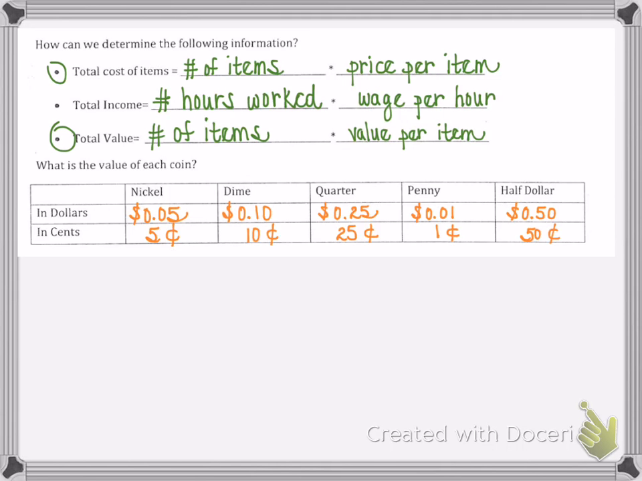So go ahead and check your charts with mine. Dime is 0.10 of a dollar, but 10 cents. Quarter is 0.25 of a dollar, but 25 cents. Penny is 0.01 of a dollar, and 1 cent, and the half dollar is 50 cents, which is 0.50 of a dollar.